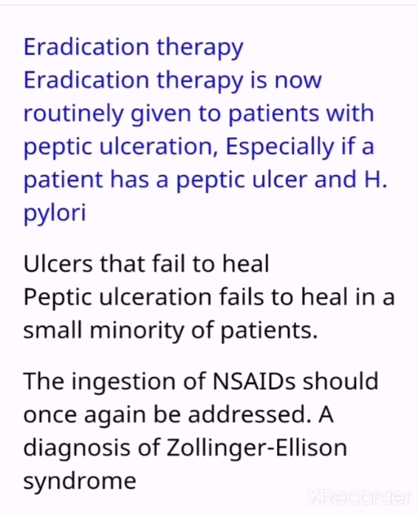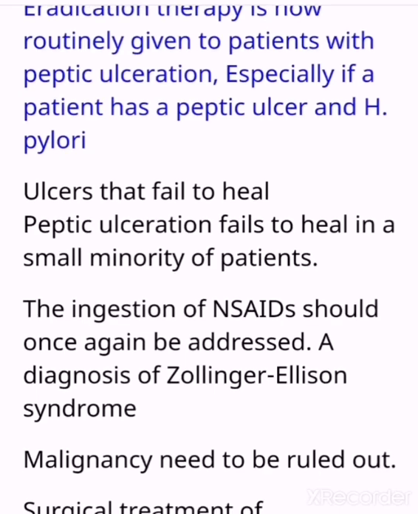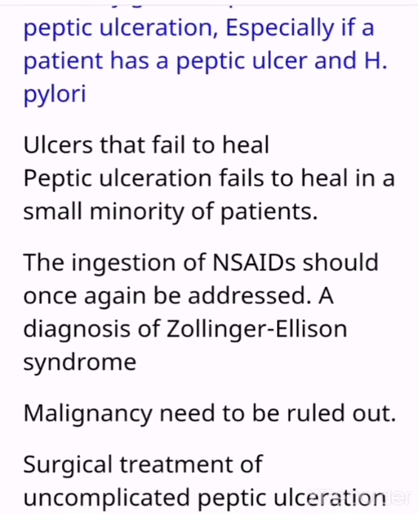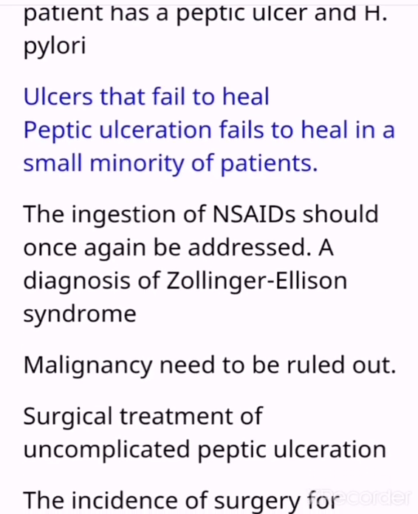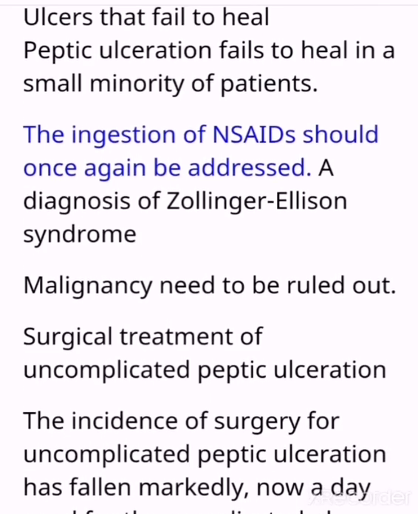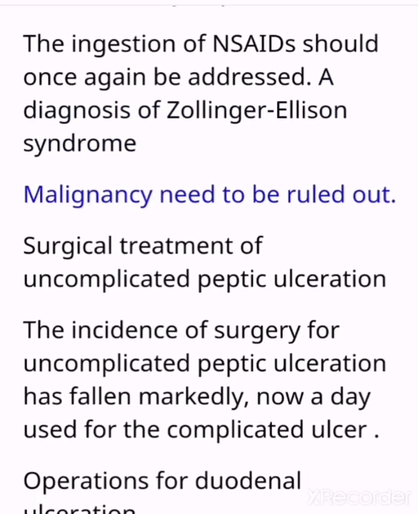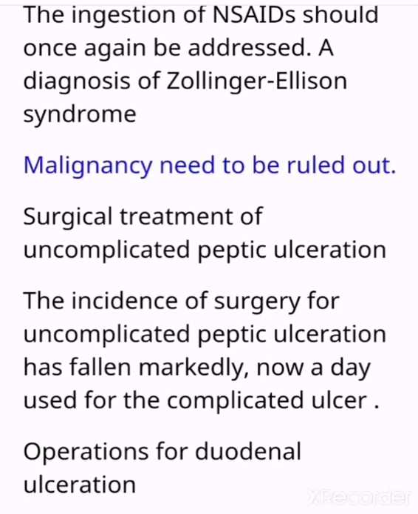Eradication therapy. Eradication therapy is now routinely given to patients with peptic ulceration, especially if a patient has a peptic ulcer and H. pylori. Ulcers that fail to heal. Peptic ulceration fails to heal in a small minority of patients. The ingestion of NSAID should once again be addressed. A diagnosis of Zollinger-Ellison syndrome and malignancy need to be ruled out.